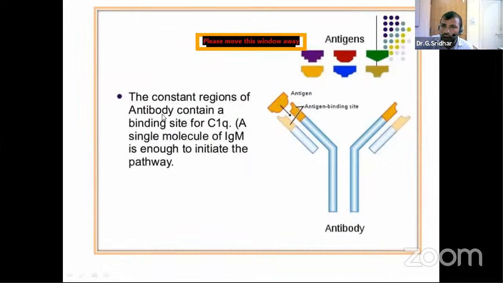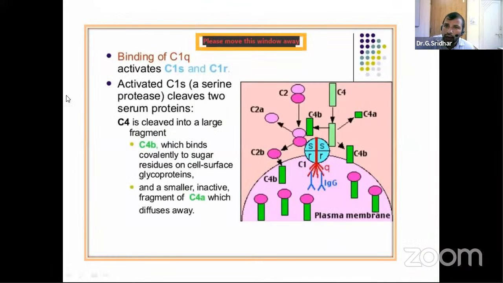The constant region of the antibody contains a binding site for C1q. A single molecule of IgM is enough to initiate the pathway. Mainly the complement proteins can be activated by IgG and IgM immunoglobulins. Binding of C1q activates C1r and C1s.